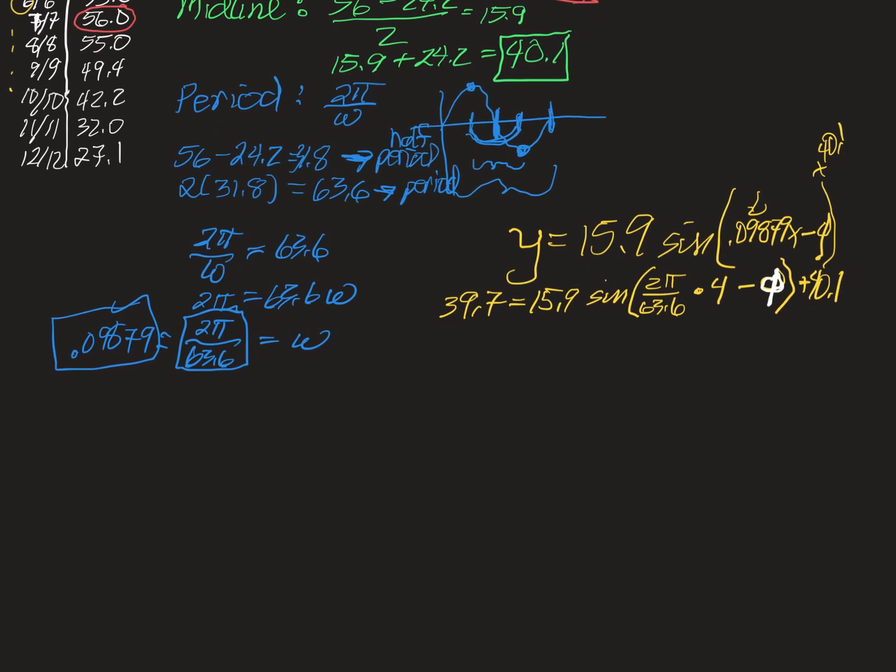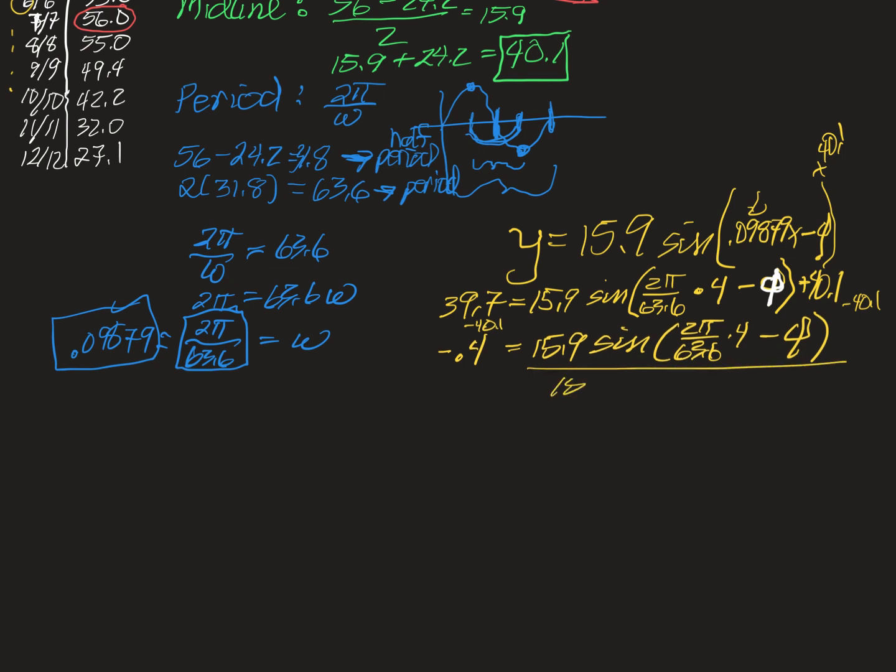So the first thing I'll do is subtract 40.1 from both sides, and I get negative 0.4 equals 15.9 sine of 2 pi over 63.6 times 4 minus phi, and I subtracted 40.1 from both sides to get that, okay? Then the next thing I'm going to do is divide both sides by the 15.9.